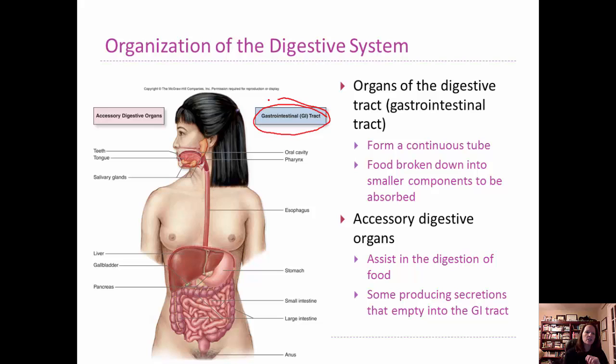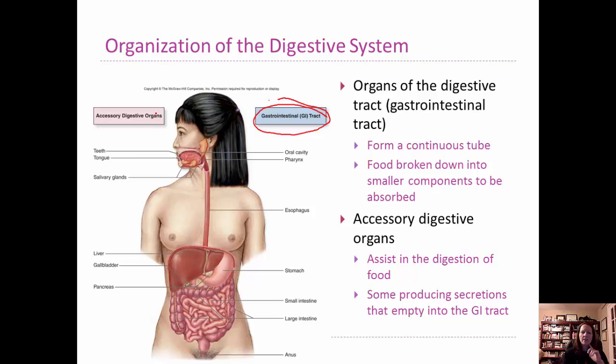Everything on the other side is going to be accessory digestive organs. These are organs that assist in digesting the food: they secrete an enzyme, or they secrete bile, or they mechanically help break down food. So this is something like the teeth and the tongue. They help mechanically break down food. Salivary glands secrete enzymes. The liver produces bile. The gallbladder concentrates the bile. And the pancreas secretes even more enzymes.